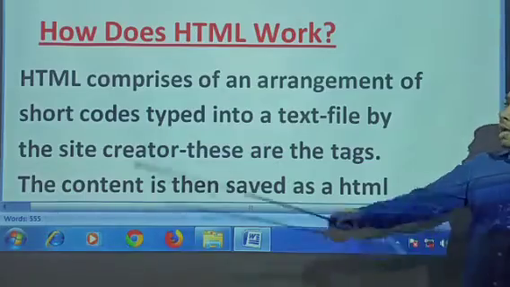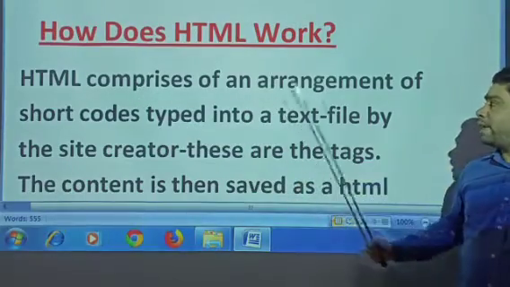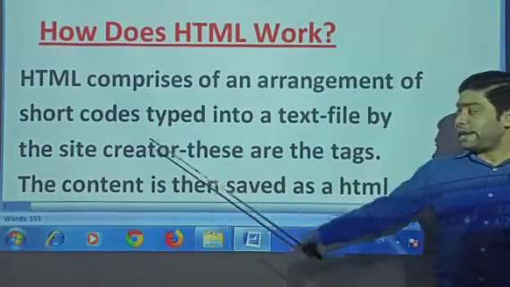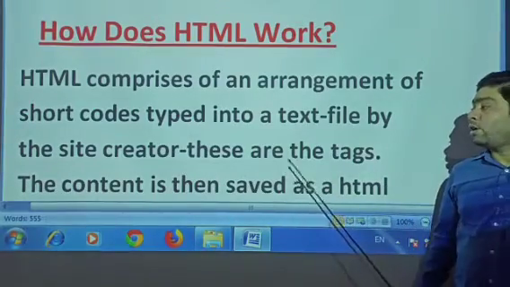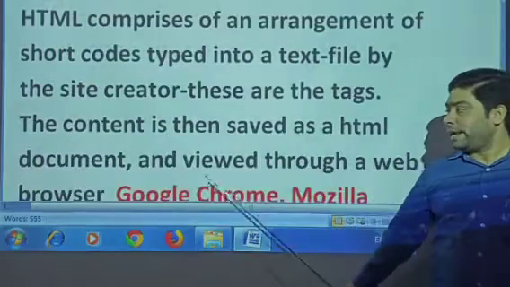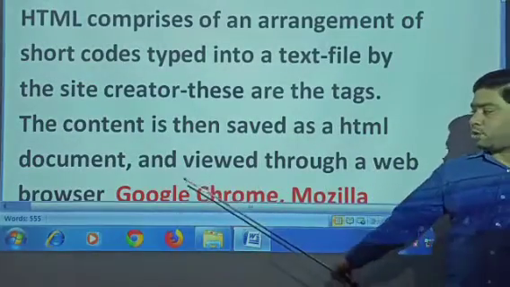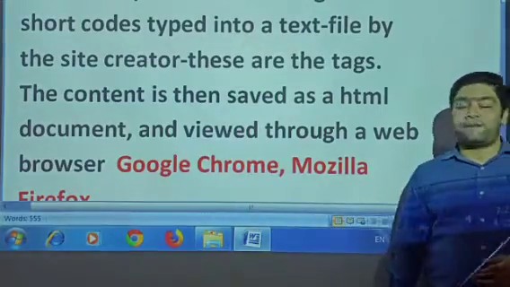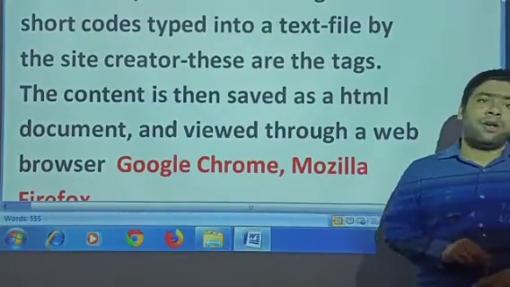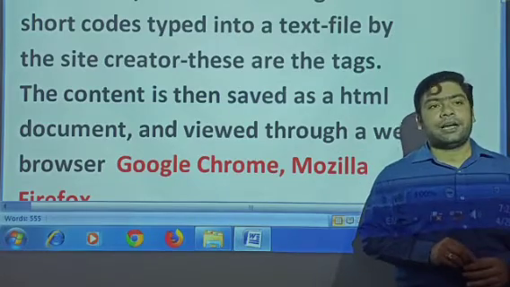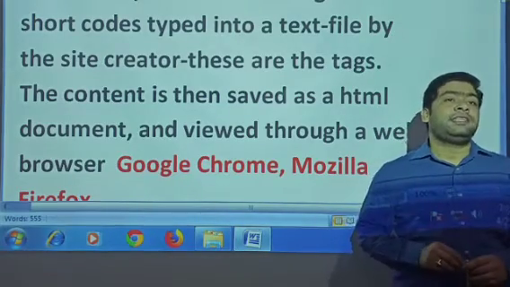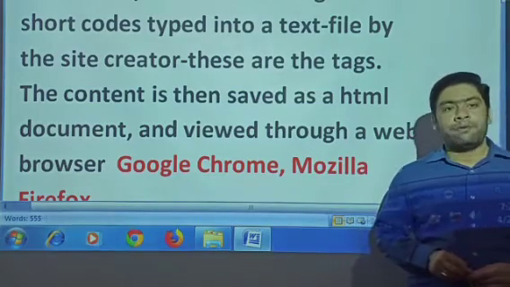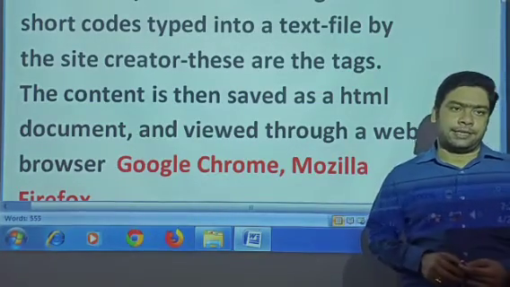HTML comprises an arrangement of short codes typed into a text file by the site creator. These are called tags. The content is then saved as an HTML document and viewed through a web browser like Google Chrome or Mozilla Firefox. Now the question is, where do we write these tags? The answer is we write these tags with the help of a text editor like Notepad, WordPad, MS Word, etc.